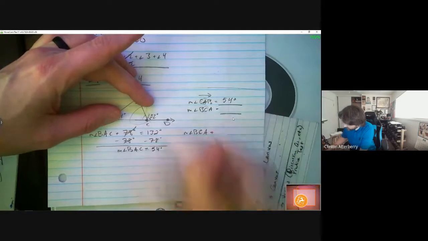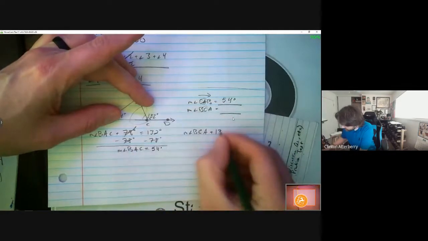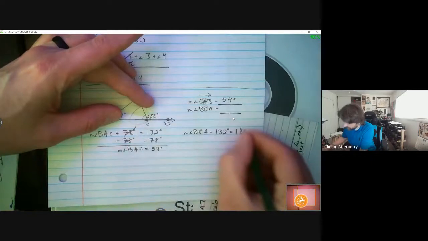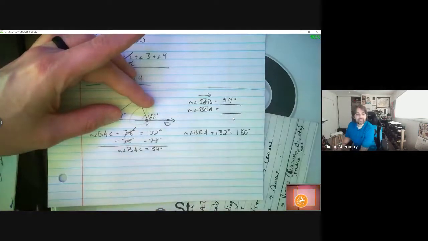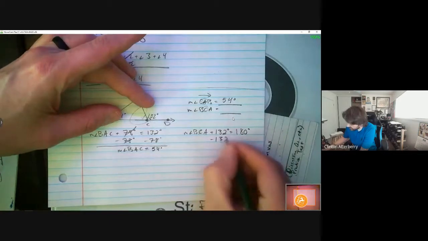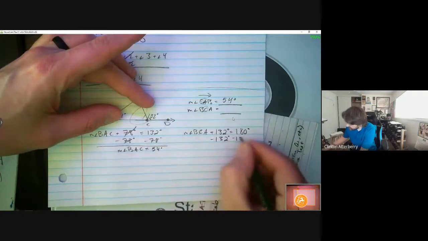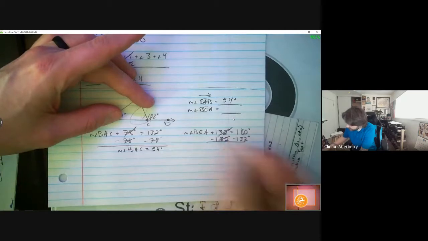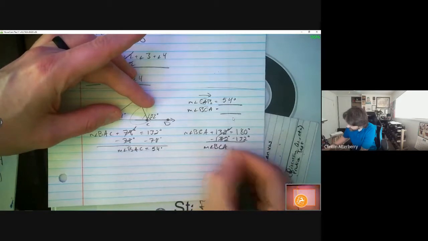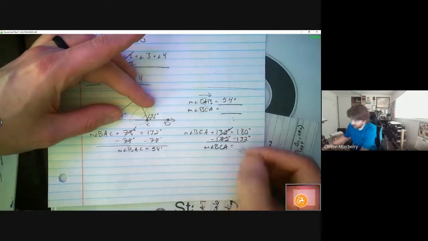BCA plus this 132. Those two angles, because they form a straight line, are going to add up to 180 degrees. Solving this, I'm going to subtract the 132 from both sides, and I get the measure of angle BCA. See, we're already done. 180 minus 132, I get 48.